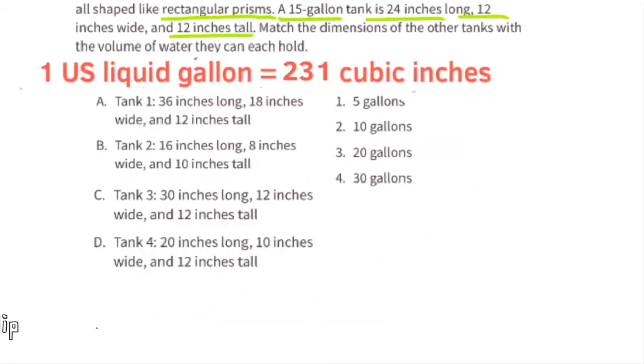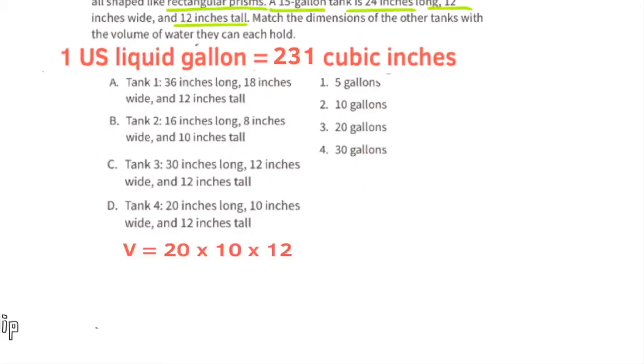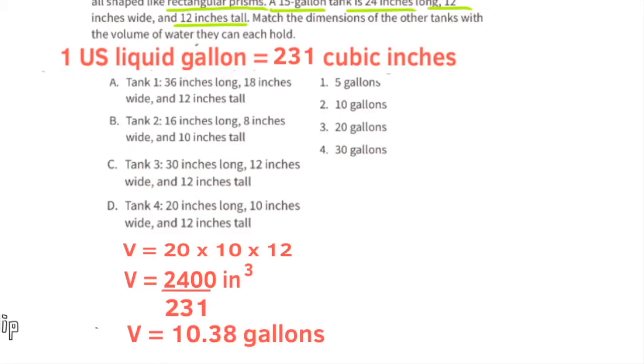D. Tank 4, 20 inches long, 10 inches wide, and 12 inches tall. That's 20 times 10 times 12, which equals 2,400 inches cubed. 2,400 divided by 231 equals almost 10.4 gallons. For tank 4, I would go with number 2, 10 gallons.